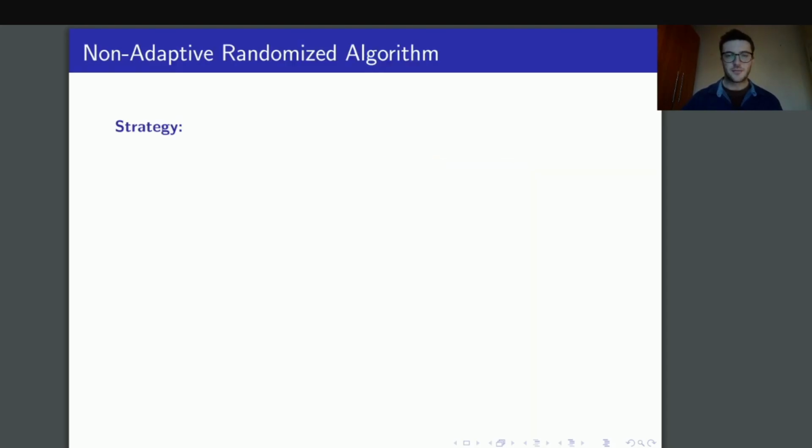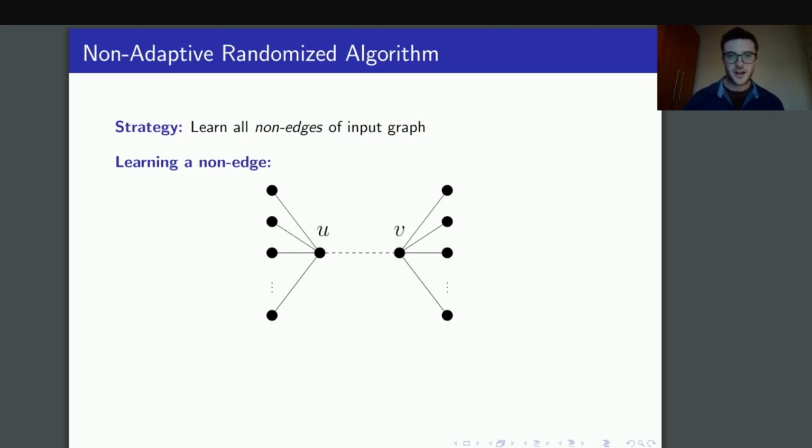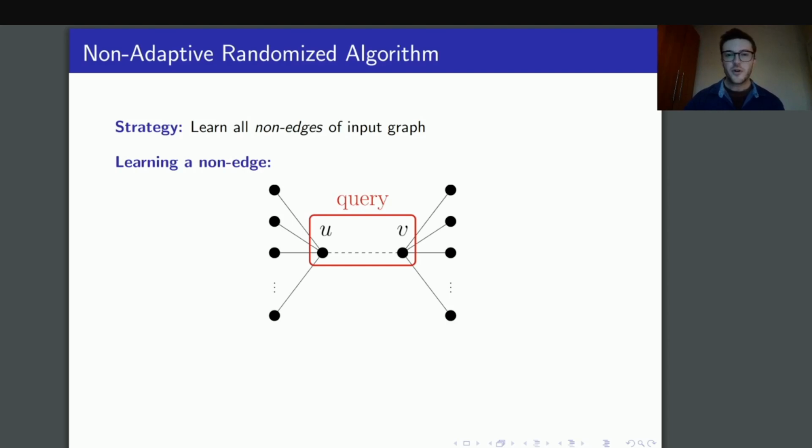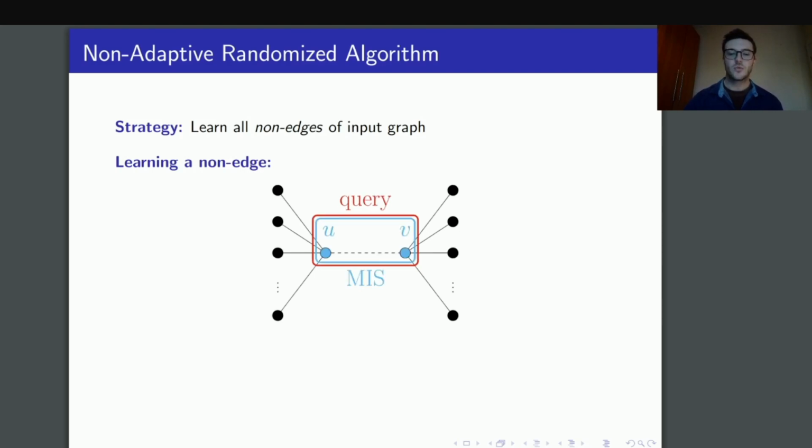For our non-adaptive randomized algorithm results, our strategy will be to consider all the non-edges of the input graph, rather than focusing on learning the edges of the input graph. Let's take two vertices u and v that share a non-edge. By querying just these two vertices and excluding all of their neighbors from a query, the oracle will have to return both u and v in its maximal independent set. Since both u and v are returned in the independent set, we learn that there must be a non-edge between them, that they are non-adjacent. And so we say that this maximal independent set acts as a non-edge witness for the non-edge uv.